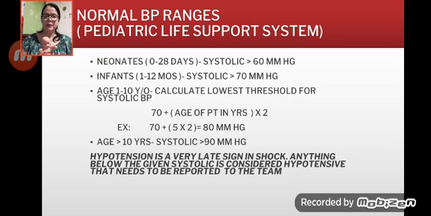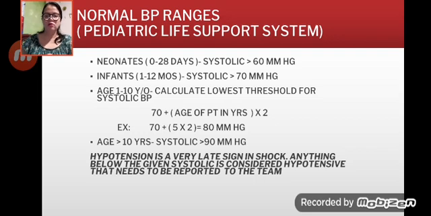Then the normal BP ranges, this one is from the pediatric life support system. So for the neonates, 0 to 28 days, the systolic should be greater than 60 millimeters of mercury. And for infants 1 to 12 months, the systolic BP should be greater than 70.